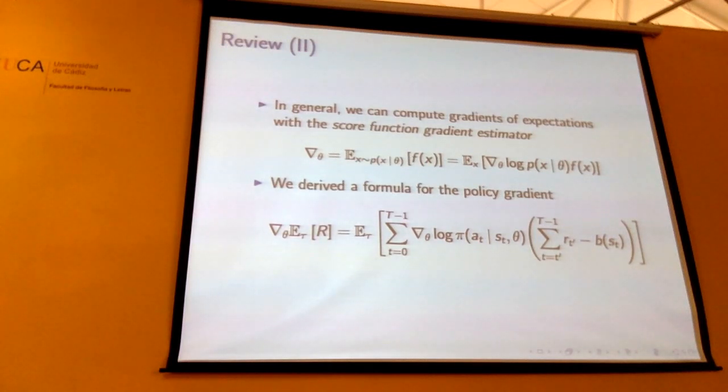Is sometimes interesting to make the baseline depend on the rewards also? Yeah, you could also make it depend on the past rewards. You can make it depend on all the rewards up to time t. But because of the Markov property, the assumption is that S sub t captures everything about the history.